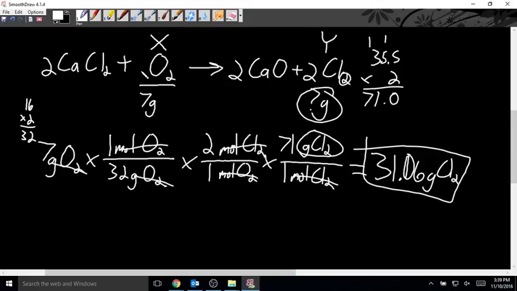Stoichiometry is one of those things that's just kind of messy. You just kind of have to keep trying it, keep pushing through, keep struggling with it. Eventually it will click. You just got to keep trying. We're going to be working on stoichiometry for some time. So good luck and have at it.